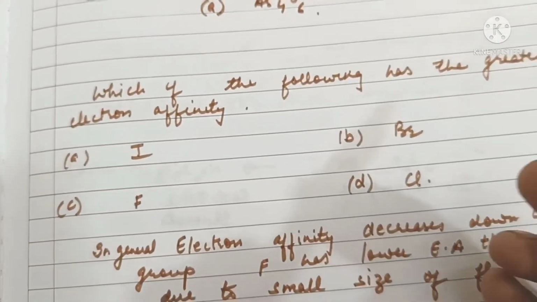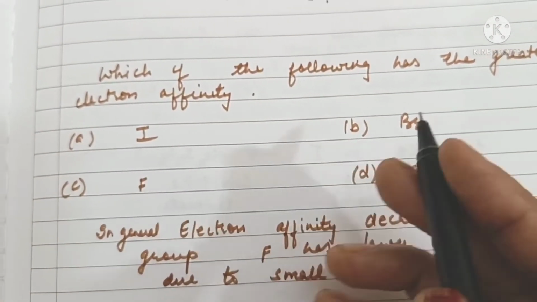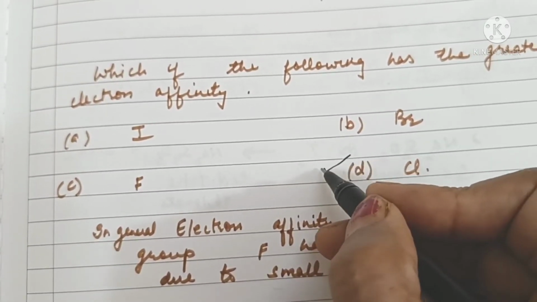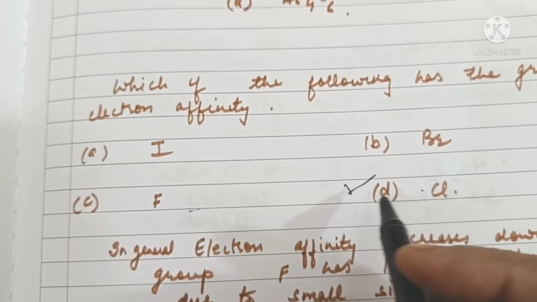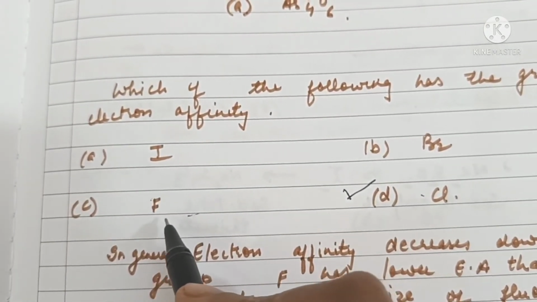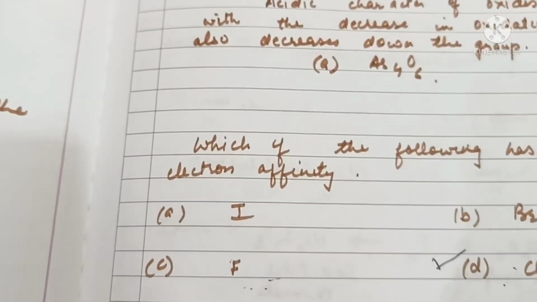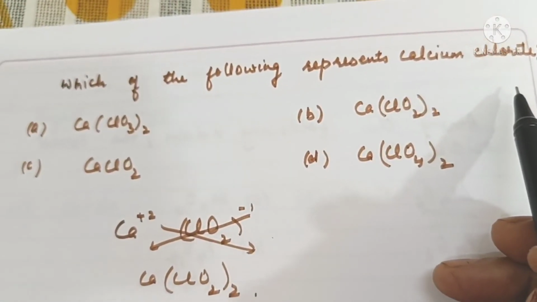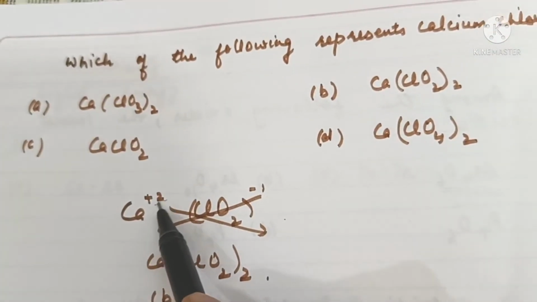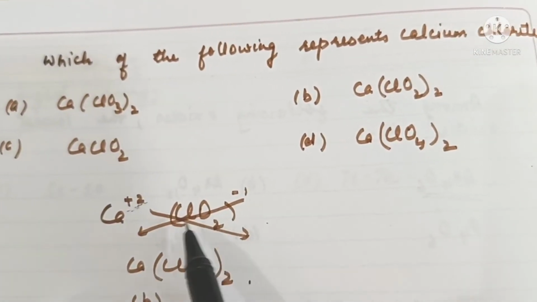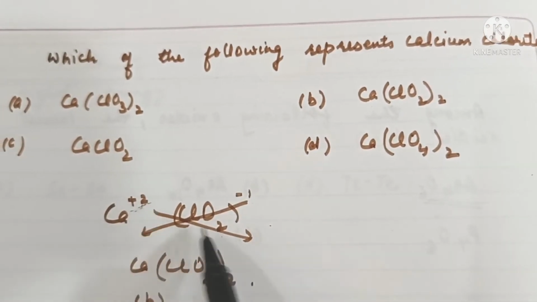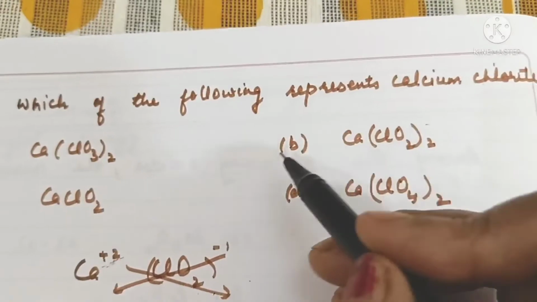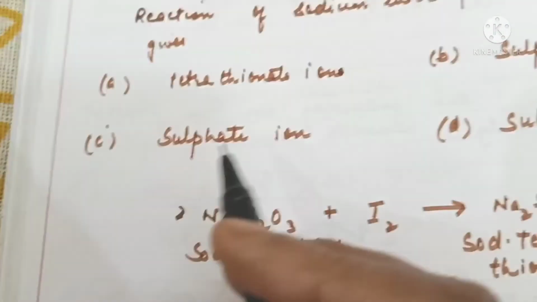Which of the following has the greatest electron affinity? Electron affinity decreases down the group. But amongst fluorine and chlorine, fluorine, being a smaller atom, repels the electron, so chlorine has the highest electron affinity. Which of the following represents calcium chloride? The valency of calcium is +2, that of chloride is -1. So the formula is CaCl2. So option B is the correct answer.